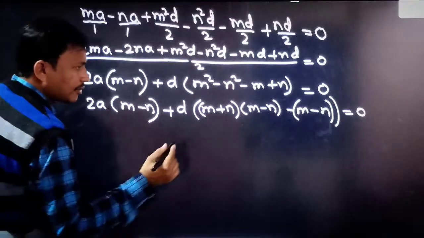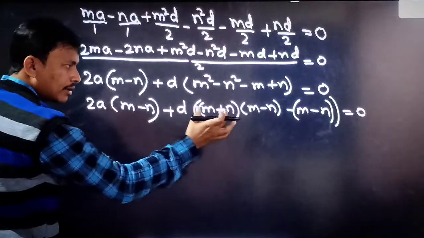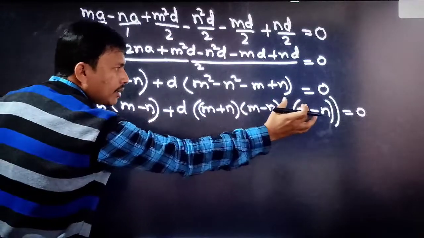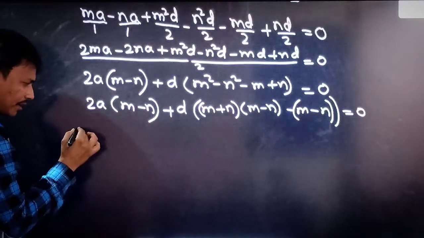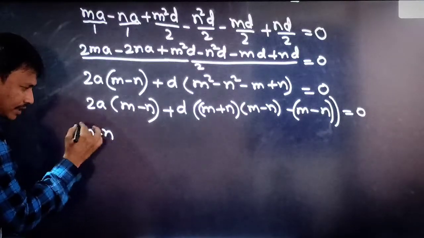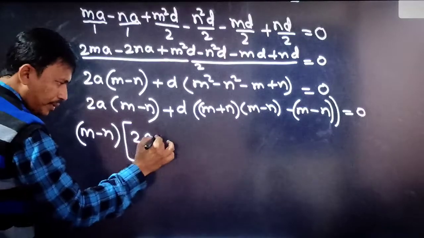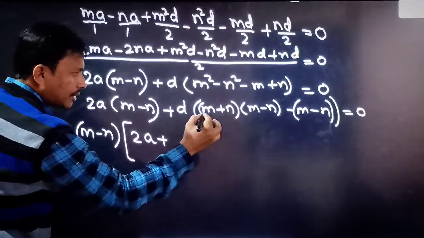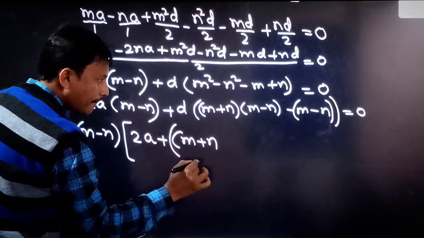Understood? Then what all are the common here? m minus n, m minus n, m minus n. Look here. What is common here? m minus n is the common thing in bracket 2a plus d, m plus n.